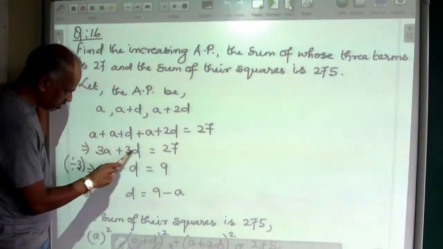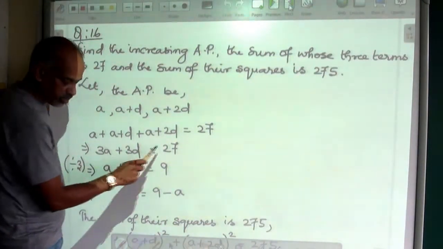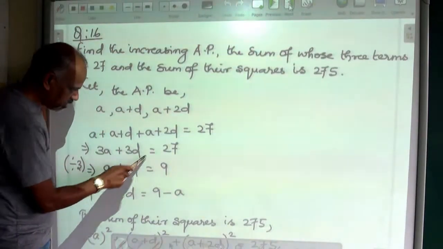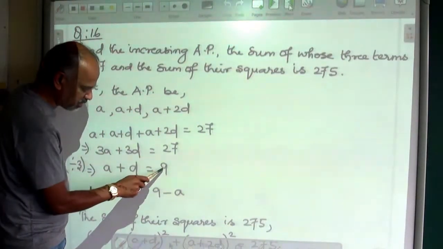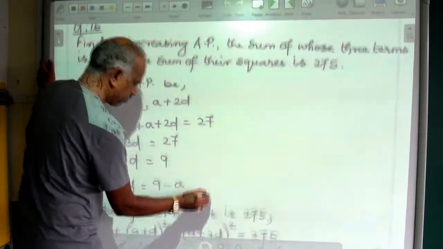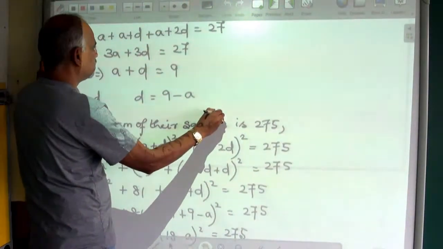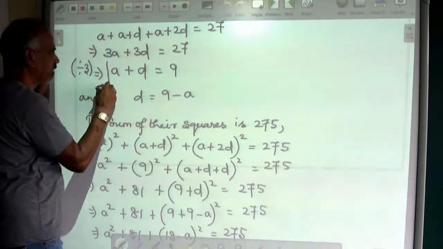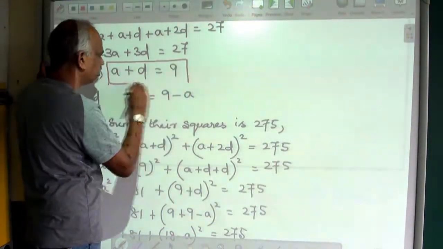If you look at these numbers here, all are divisible by 3. So divided by 3 will give you a plus d is equal to, if you divide 27 by 3, you will get 9. Now, this is what we got till now. Let's keep this: a plus d is 9.